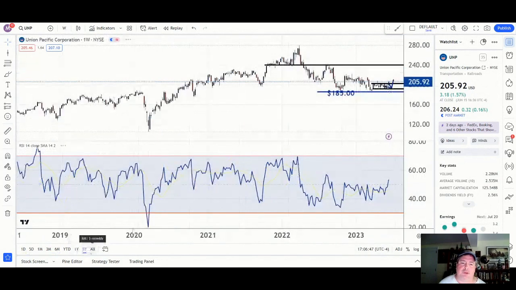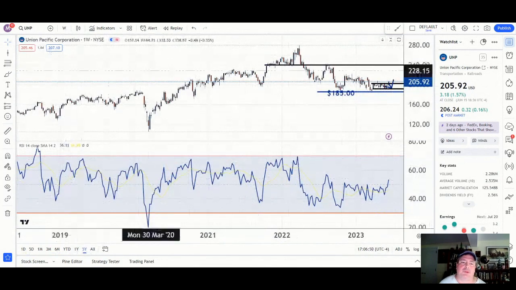Let me just go to the 5 year, see if we see anything there. Now we're looking at weeks. So if you didn't have a time frame down here, you wouldn't know what this is.